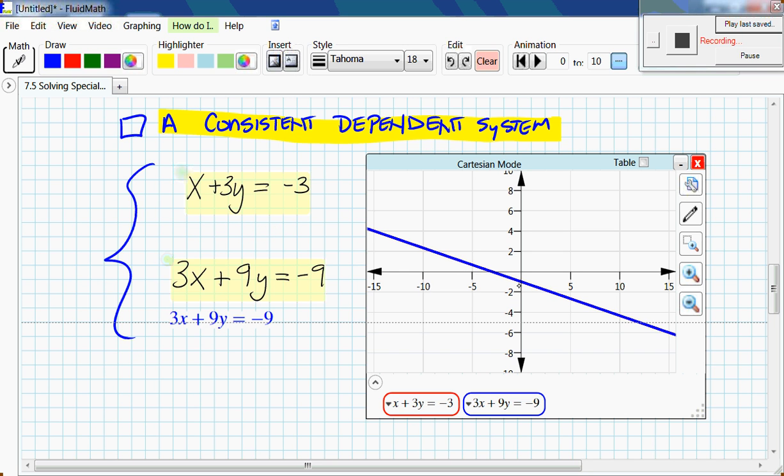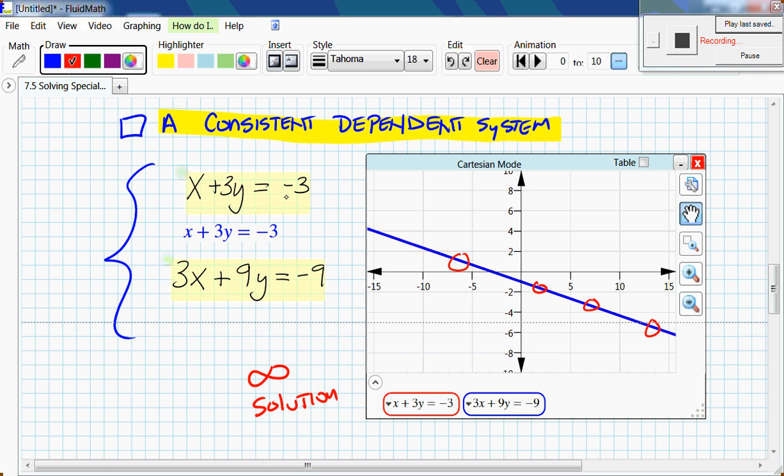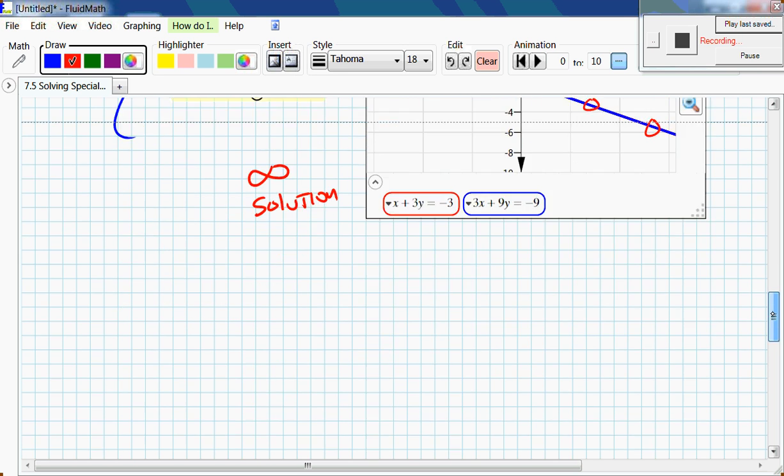So the question then is, well, how many solutions are there? Well, there's an infinite amount of solutions for this one. And that's because no matter where you point to, let's say I point to this point right here, then that is a solution, but so is this over here, and so is that down there, and so is this right here, and there's an infinite amount of these points because these represent the same line. So when a system represents the same line, we have an infinite amount of solutions, and we call that a consistent dependent system.